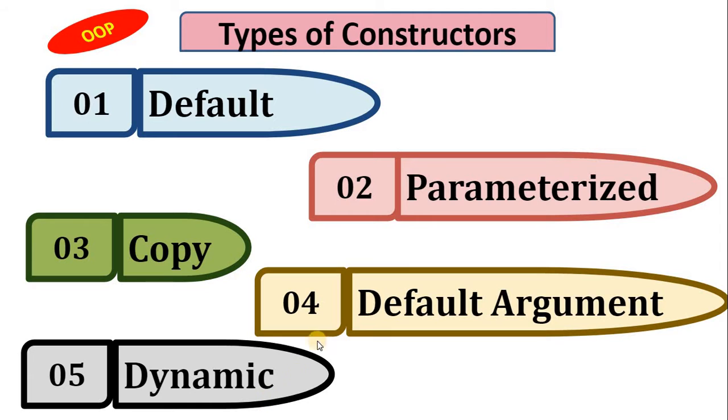argument and dynamic constructor. Default argument and dynamic constructor are not actually types of constructors, but they help to define those constructors in a different way. That is why they are given as default argument constructor and dynamic constructor. In this video we will talk about the default, parameterized and copy constructors.